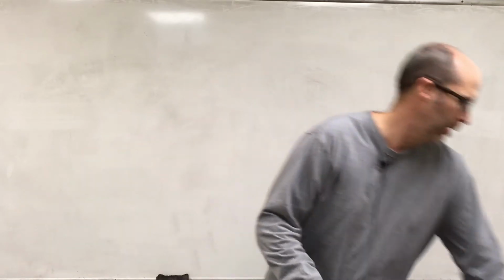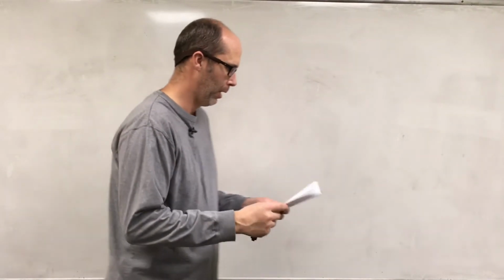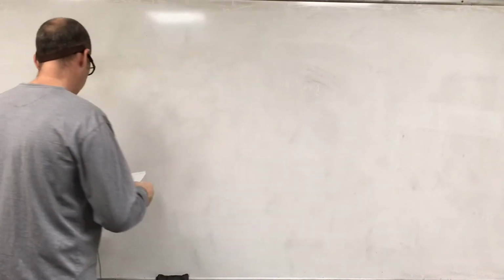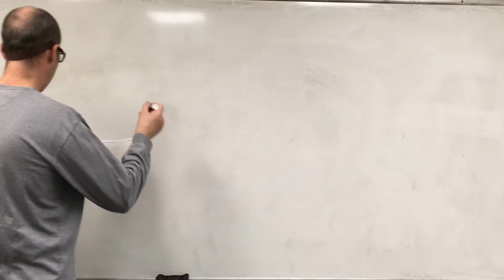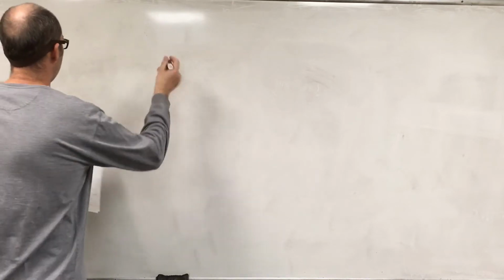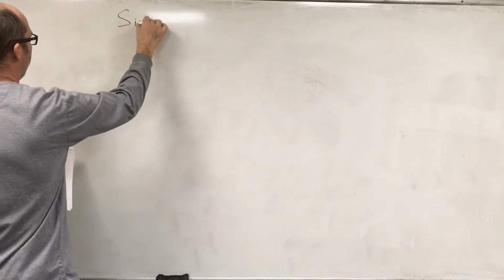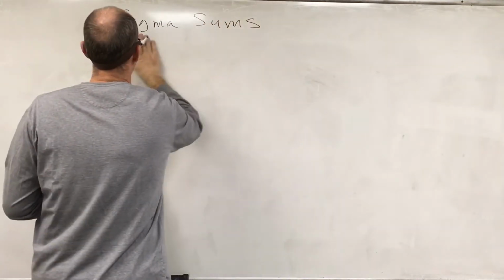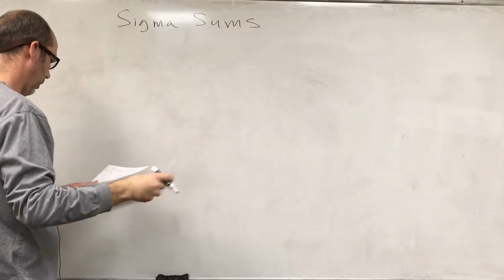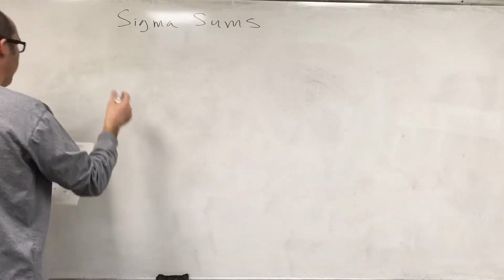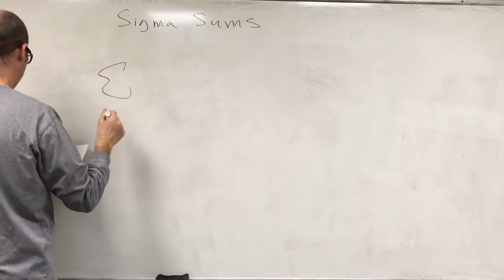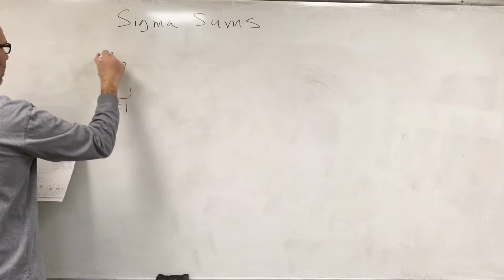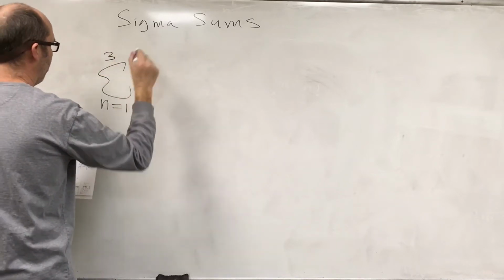All right. So now we're getting into the meat of Math 175, sequences and series. All right, so let's do sigma sums. Let's do an example here. Let's start with something like this: the sum from n equals 1 to 3 of n cubed.